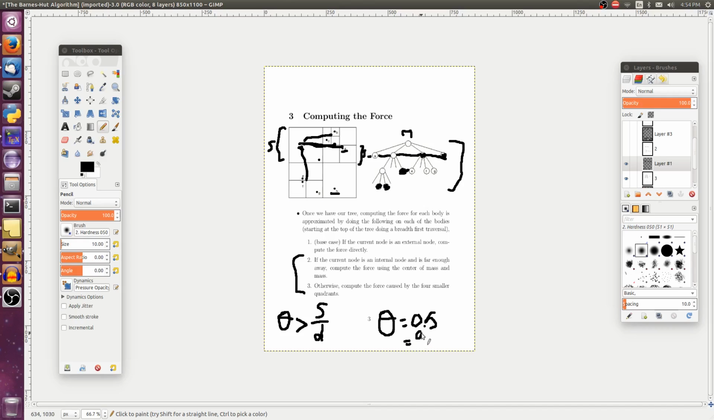I've also seen 0.7 used. The bigger the value, the more you approximate using center of mass, so the less accurate it is, but the faster it is. And conversely, if you pick a smaller theta, then it's going to be more accurate because you'll be doing more direct sums, but it'll be quite a bit slower. So that's why you want to pick good values like 0.5 or 0.7.